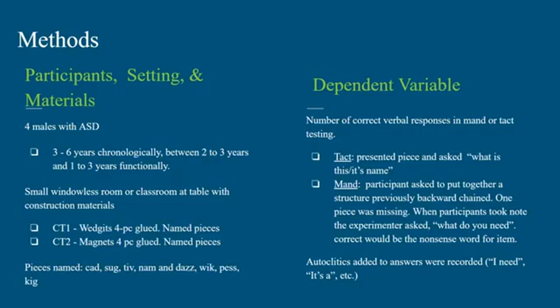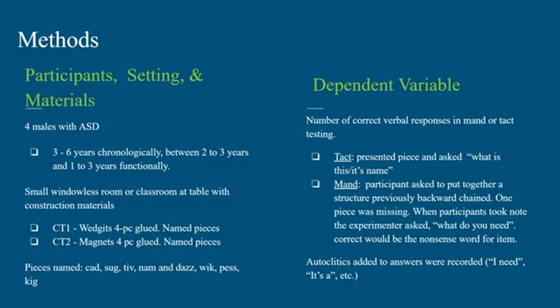For CT1, it was a set of wedgets, and there was a 4-piece structure glued together. And for CT2, it was magnets, and again, a 4-piece structure glued together, with each piece given a 3-letter nonsense name, like CAD, TIV, etc. And that was so they could ensure there was no learning history associated with those.